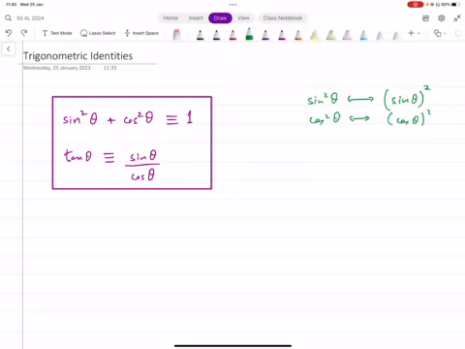And the same thing works for cube and power 4 as well. We'll see that later; we'll have higher powers as well. If you have sine raised to power 4 theta, that would be the same thing as sine theta whole raised to power 4.